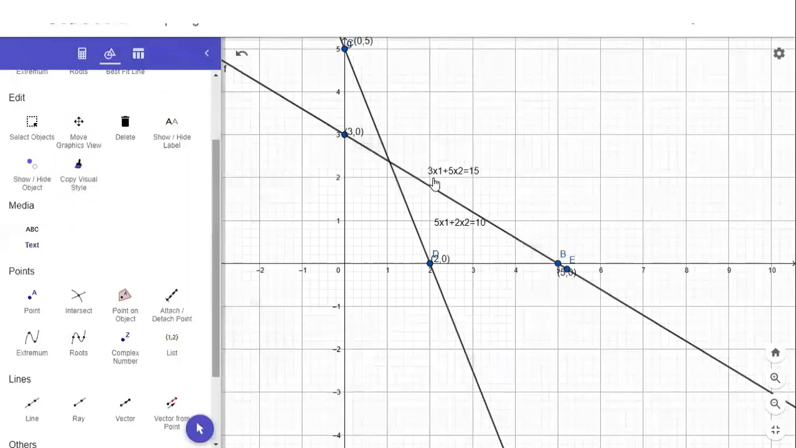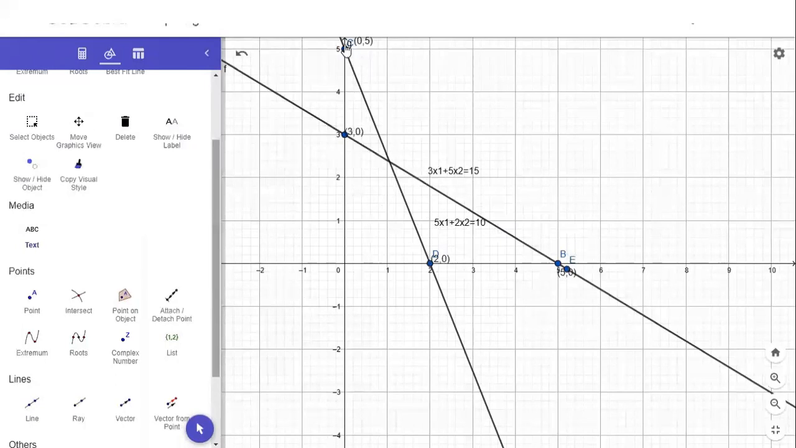Okay, so if I take the first equation, I take any point below that line, I'll take 0, 0, the origin itself. Is 0 greater than or equal to 15? No. So it should be above. The arrow mark should be away from the origin.